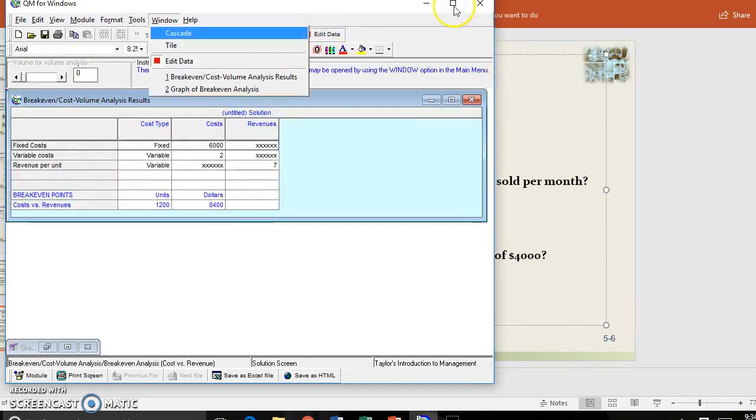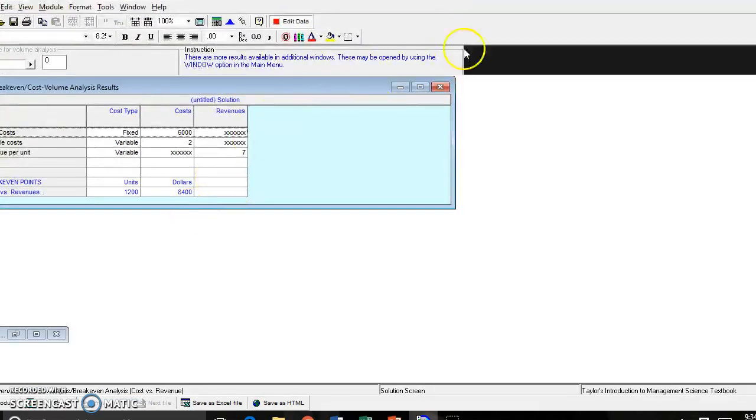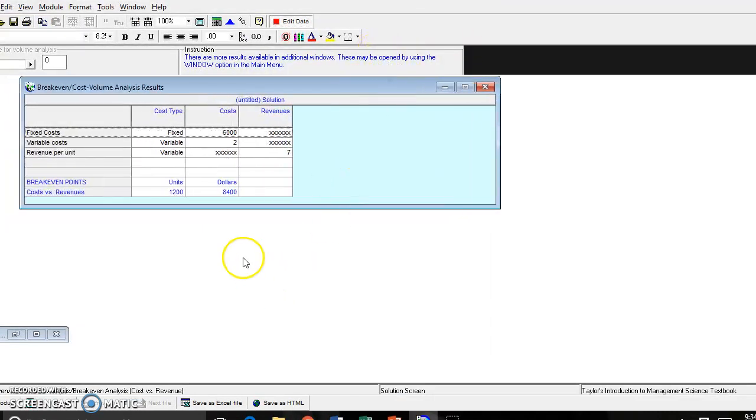Click on Solve. Let me expand this so it's there. You can see it'll run the numbers for us with fixed costs at 6,000, variable costs at 2, and revenue at 7. Our total number of pies to break even is 1,200. And our revenues are going to be $8,400. So the beauty of QM for managers is it does a lot of the math for us.